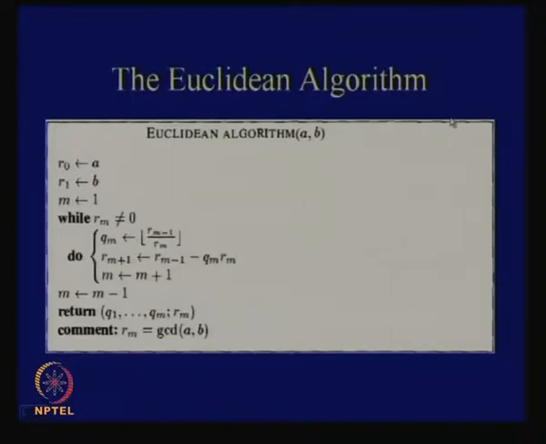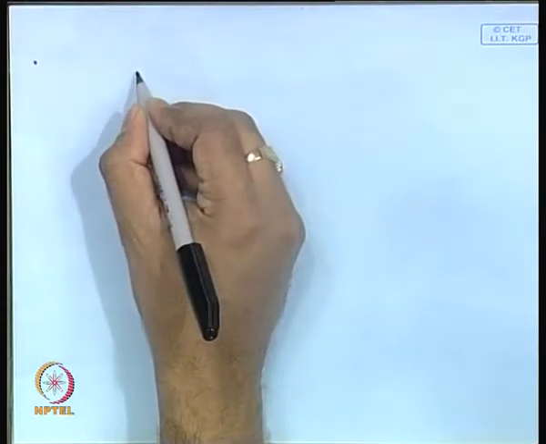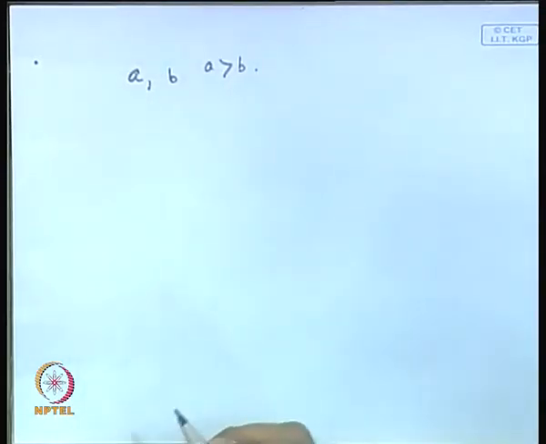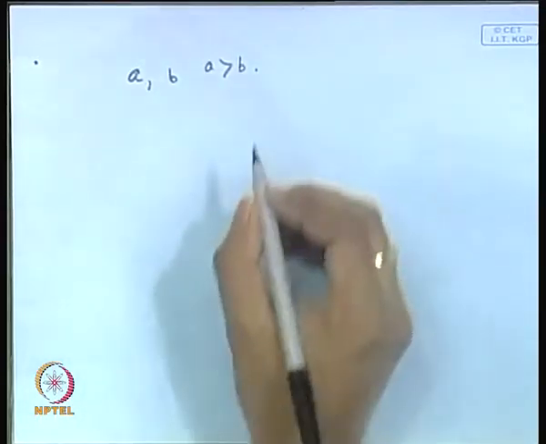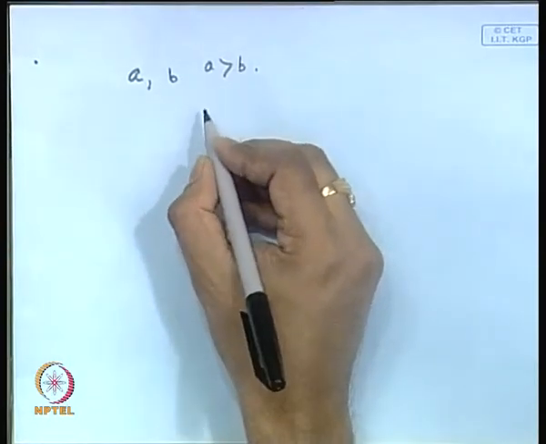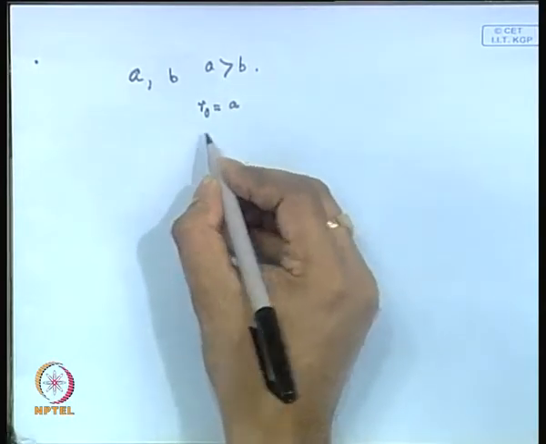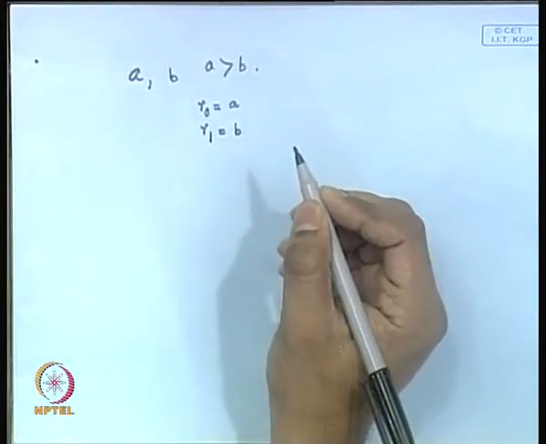Today we will take up an algorithm called the Euclidean algorithm. I think all of us know this algorithm; it is actually the same algorithm which we used in our school days to compute the GCD of two numbers. We will just study it a little more carefully. Suppose two numbers a and b are provided to us, and a is greater than b. Typically what you do is take a and store it in a variable called r0, and take b and store it in a variable called r1.